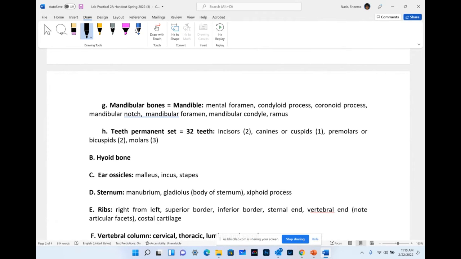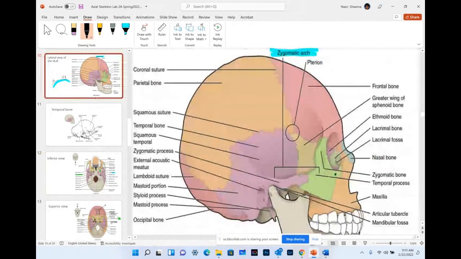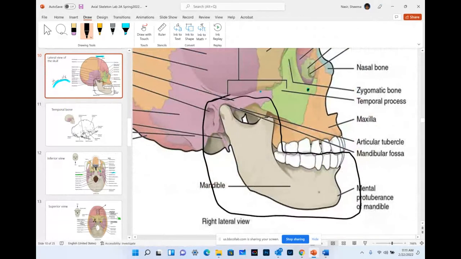Mandible is the lower jaw. Okay? Mandible is the lower jaw. And I am going to show you that. Now, do you see this? This is mandible. You don't call it lower jaw because that is street language. You have to say the proper terminology, which is mandible. Now, in the mandible, we are going to look at a few things.